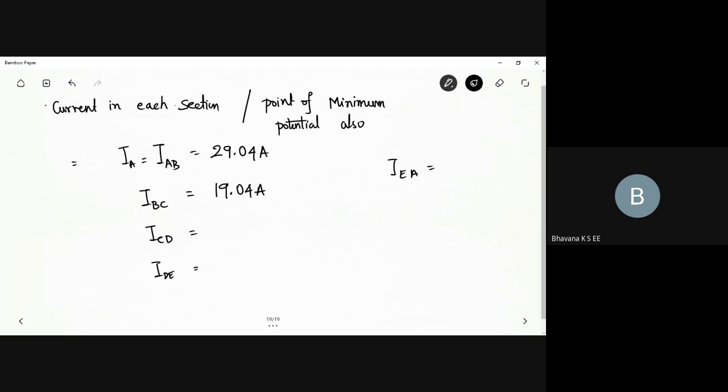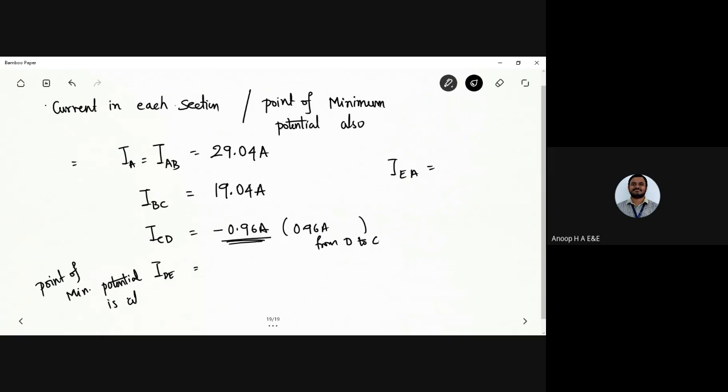So current in section CD is minus 0.96 ampere. Yeah. So if it is minus 0.96 amperes, the direction is from D to C. Exactly. So it is 0.96 ampere from D to C. So you can simply identify the point of minimum potential. Point of minimum potential is at C.